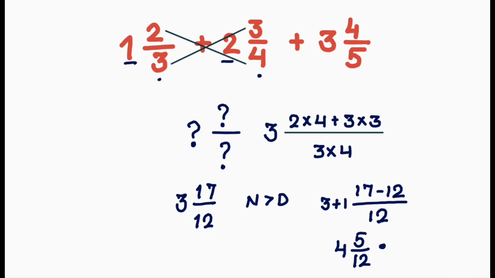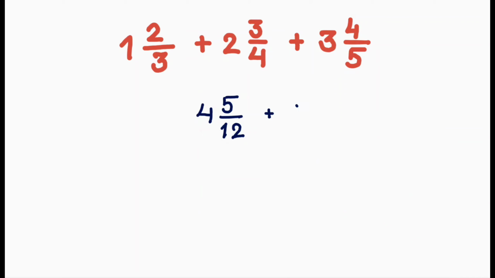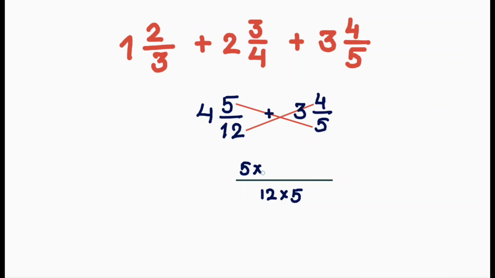Now add this mixed number and the last mixed number. We'll use the same method for this. In the denominator, 12 multiplied by 5. For the numerator, multiply 5 with 5 and 12 with 4. The integral value is the sum of 4 and 3.